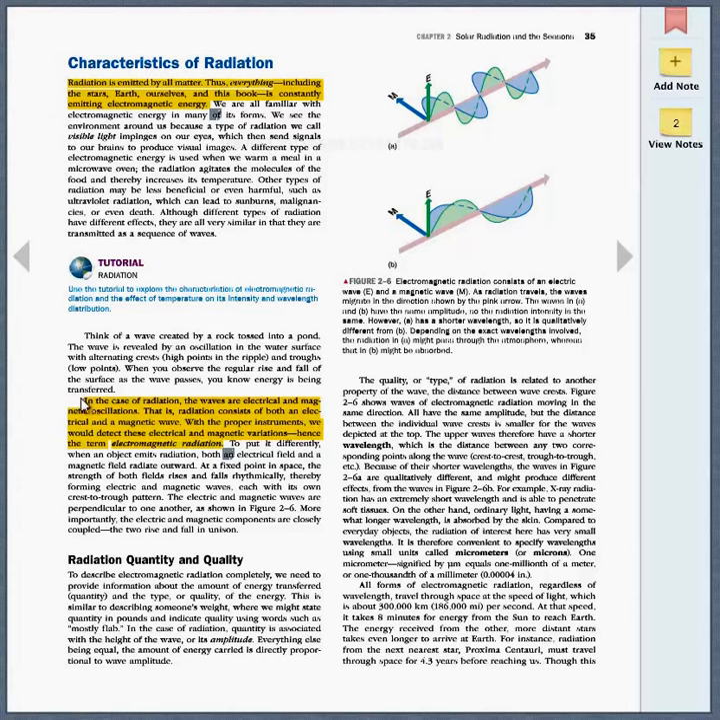All right. Also down here in this highlighted area, it says, in the case of radiation, the waves are electrical and magnetic oscillations. That is, radiation consists of both an electrical and a magnetic wave. With the proper instruments, it says, we would detect these electrical and magnetic variations, hence the term electromagnetic radiation. So you want to have a good understanding of that.